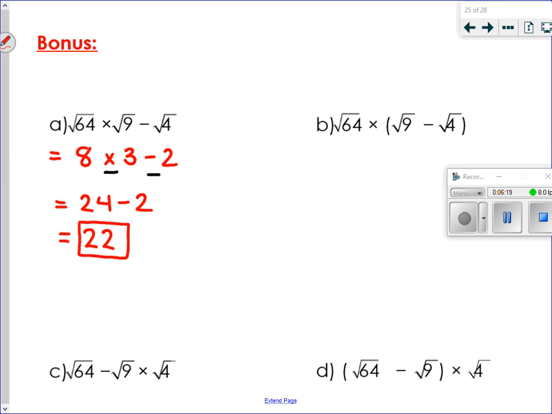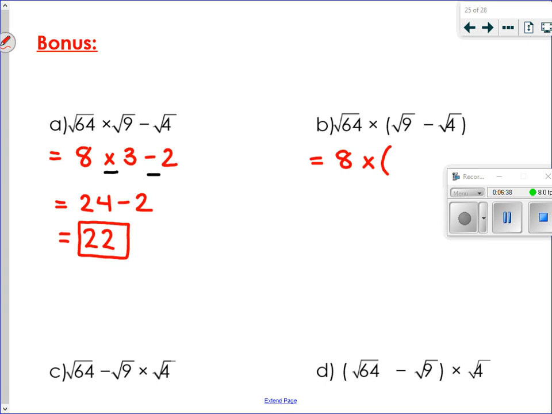Let's have a look at B. Well, we've already figured out the square root of 64. The square root of 64 is 8, because 8 times 8 is what gives us 64, times, and then I see brackets. So keep the brackets in place. So we're going to figure out what the square root of 9 is.